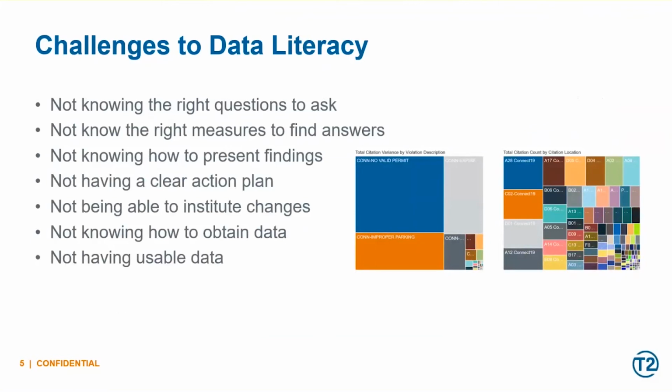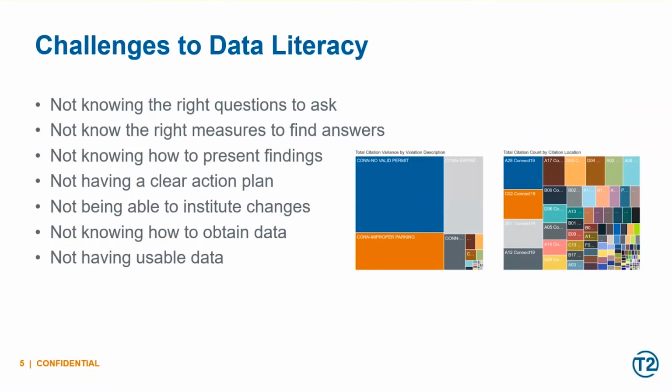You may not know how to present that data to your stakeholders. Is it more beneficial to use red and green in a column chart, or should you use a multicolored tree map to communicate what your data is telling you? There may not be a clear action plan for the data insights that you get.